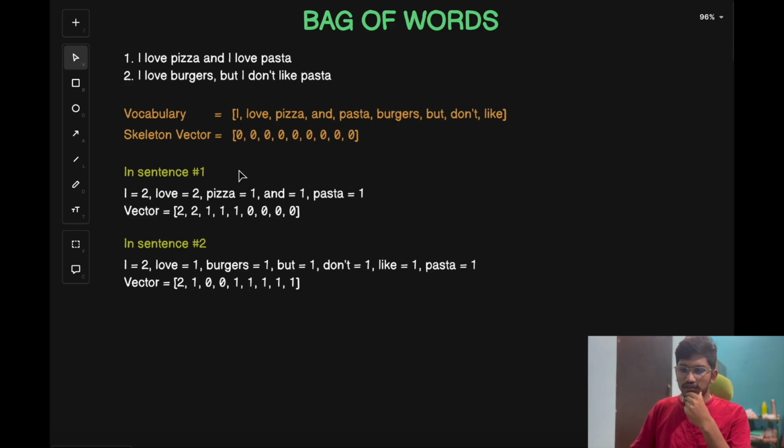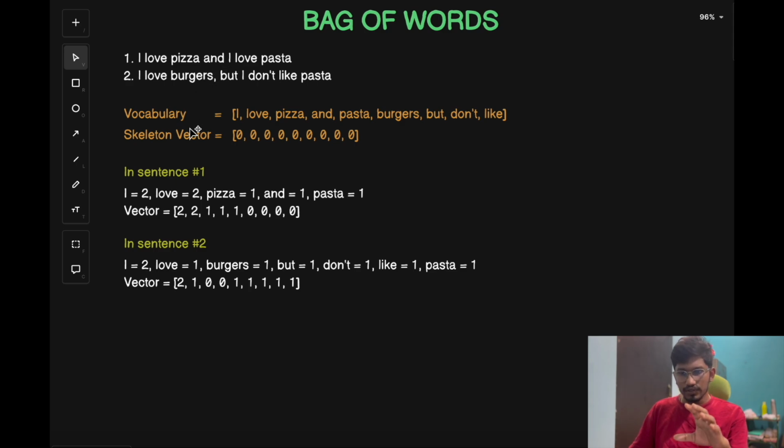And our skeleton vector would look something like this, which has 9 zeros basically, where each position belongs to one word in the vocabulary. Like for I we have a zero, love we have a zero, pizza we have a zero, and so on and so forth. We have a total of 9 zeros. Next, we count how often each word of our vocabulary appears in each sentence and replace the zeros in the skeleton vector with the counts to prepare the final vector for each sentence.